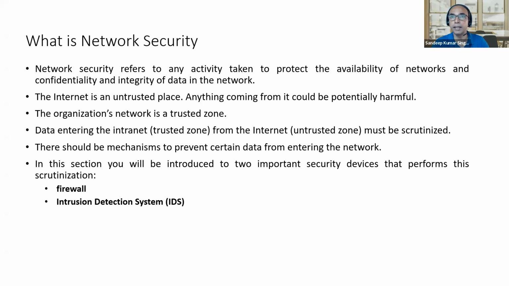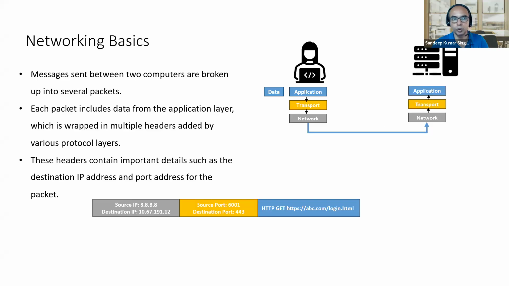That should not be publicly exposed because it contains sensitive data, right? So those are supposed to be kept internal. So there should be a mechanism to prevent certain data from entering the network and, at the same time, from leaving the network also. So now we are going to talk about firewall and intrusion detection system to understand what role they play, right? So before going to firewall, let's understand networking basics, right?